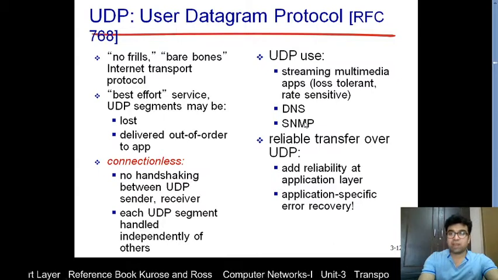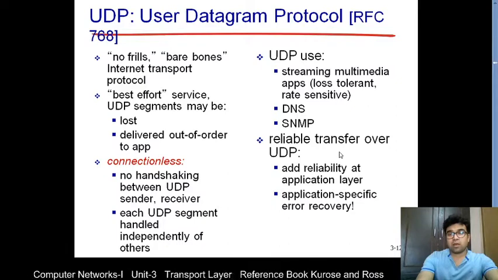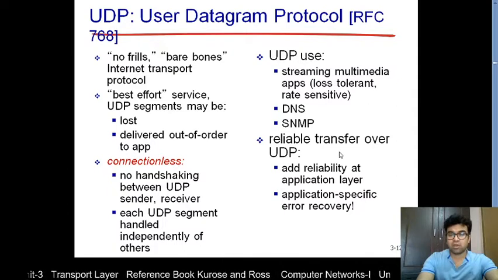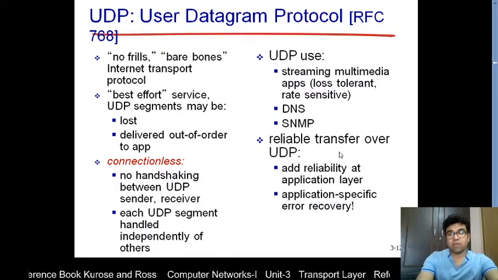But before that, let's complete this slide. The last thing here is that UDP itself doesn't provide reliability, but you can add reliability at the application layer. So it is completely up to the application. If that application wants reliability, then it has to provide reliability at its own level, because UDP doesn't provide reliability.